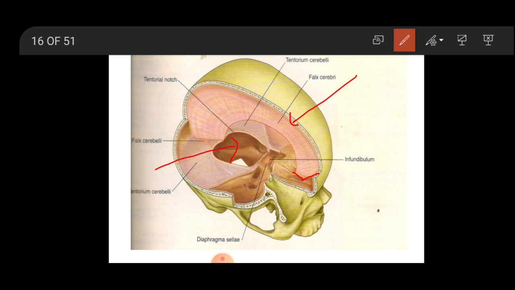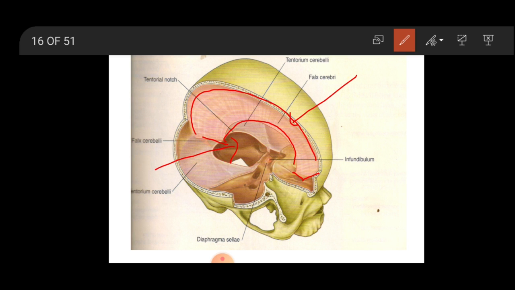So what we saw in the anterior cranial fossa. Superiorly, this is the superior attachment of the falx cerebri. Superiorly it is attached in the midline of the vault as far as the internal occipital protuberance. This is the inferior margin, which is free anteriorly. Posteriorly it is attached to the tentorium cerebelli. So that's the attachment of the falx cerebri.